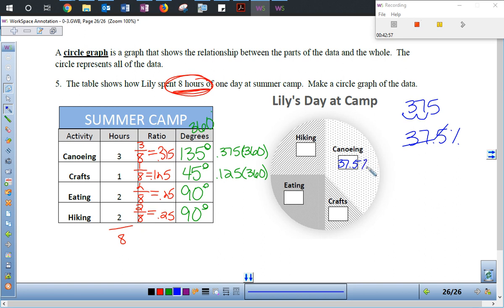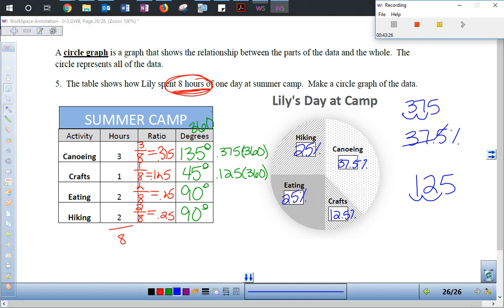Next, we need to do the same thing for crafts. So the ratio for crafts was 0.125. So take that decimal place, move it 2 to the right, and crafts was 12.5%. Go ahead and pause the video and find the percentages for hiking and eating on your own. Hopefully you get that they were both 25% of the day.